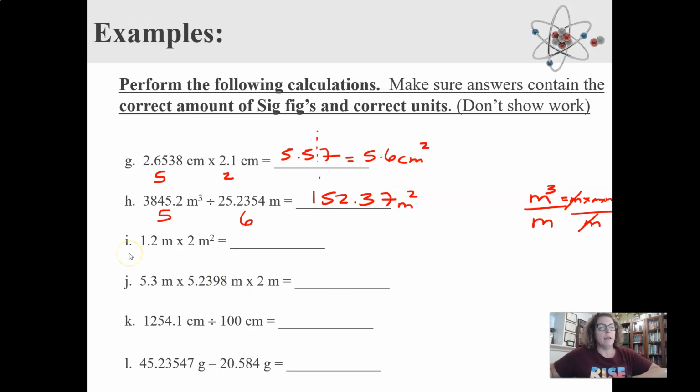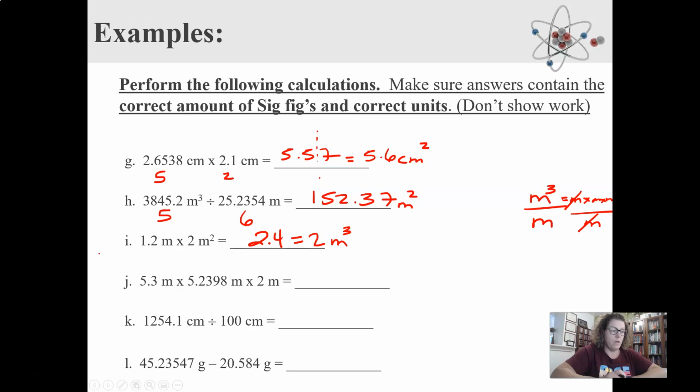All right, for part I, I have 1.2 meters, and I'm going to multiply that by 2, so I don't think I need to plug that in the calculator. So it looks like it's 2.4. But this number 2 doesn't have anything after the decimal. So instead of it being 2.4, it's just going to be 2. Now I have meters times meters squared. So I'm now going to have meters cubed.